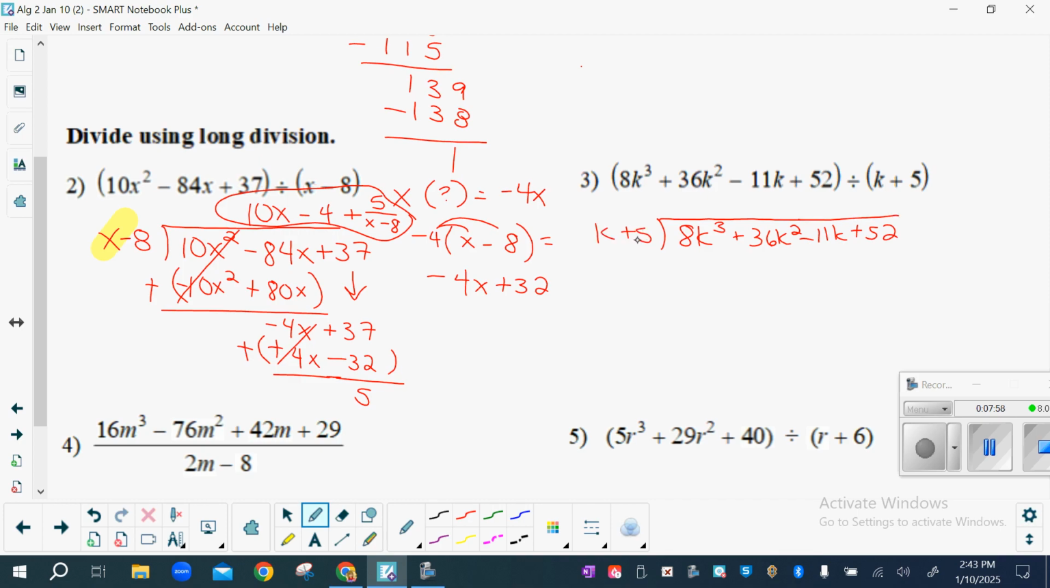Follow me so far? So again, just like on the last one, we're going to think about what it is that we multiply k by to get 8k to the third. What do we multiply k by to get 8k to the third? This group back here.